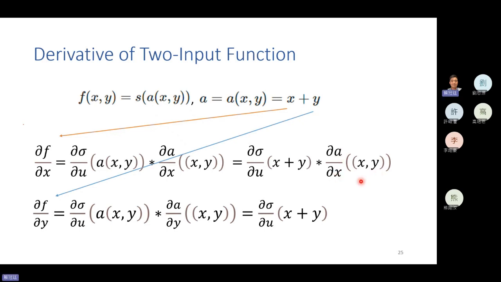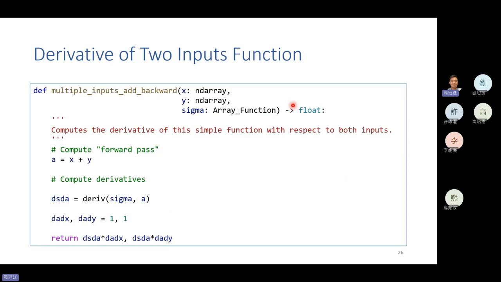And dA dx is actually equal to 1. Right? It's the partial derivative of x, so y is constant. It's only 1. So again, the same thing for df dy. So finally, we only have the derivative of sigma, right? Because the partial derivative of input is 1.